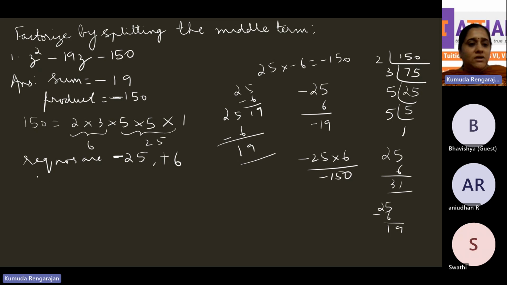Now split the middle term. Write z square as it is. Then minus 25 z plus 6 z minus 150 is equal to 0.